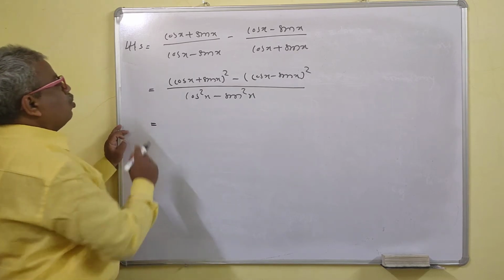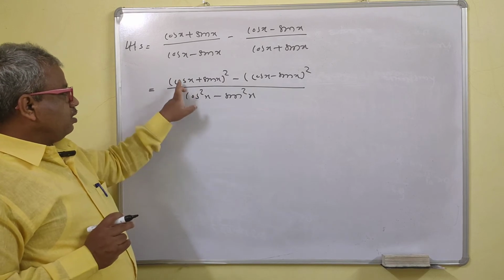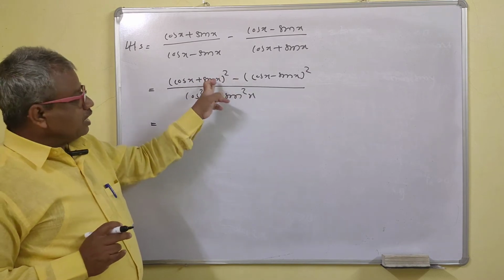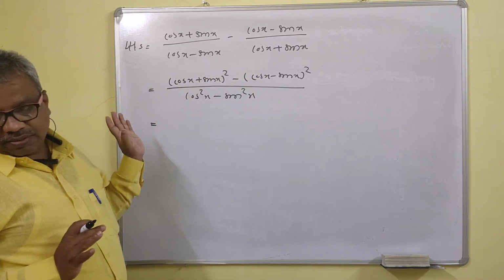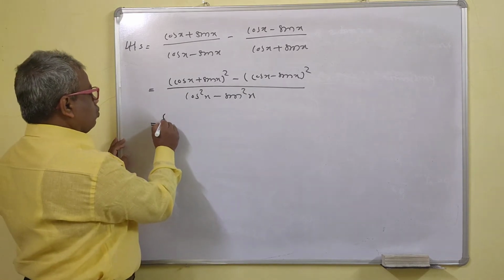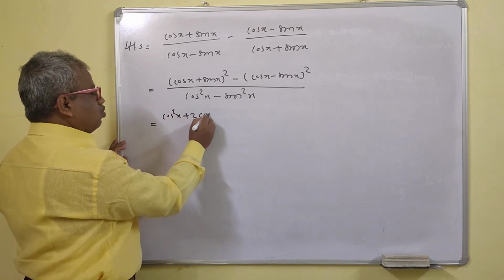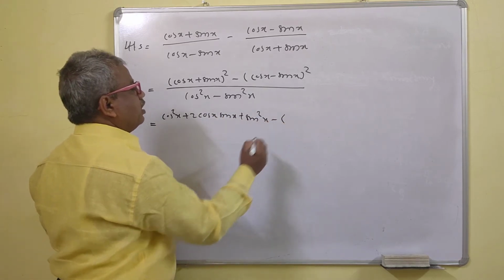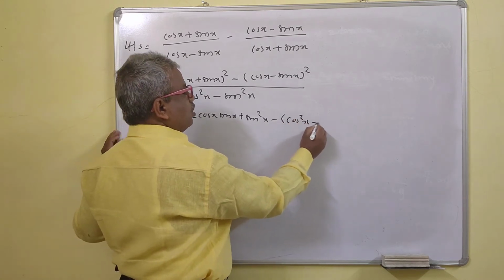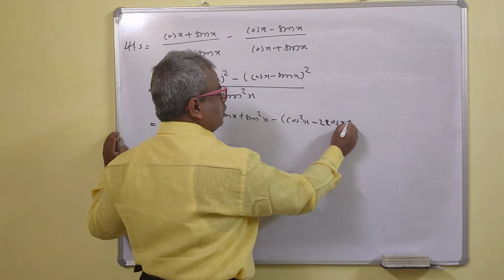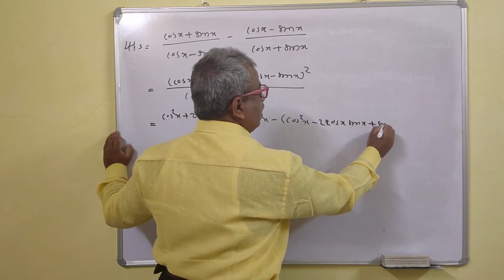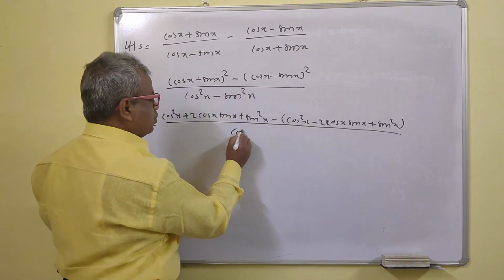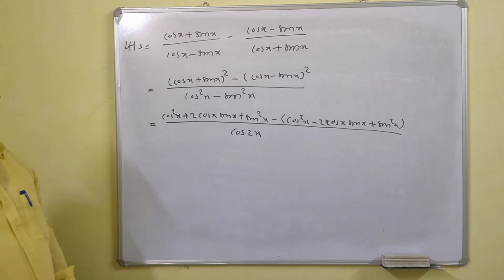Okay, so we'll expand this. See, if you expand this, what do we get? So what is the middle term? See, cos square gets cancelled, sin square gets cancelled. Only the middle terms are there, right? So we'll expand this: cos square x plus 2 cos x sin x plus sin square x minus, we'll write in bracket, cos square x minus 2 cos x sin x plus sin square x, upon, we'll write this simply as cos 2x. No problem for this one, right? We'll write this cos 2x.